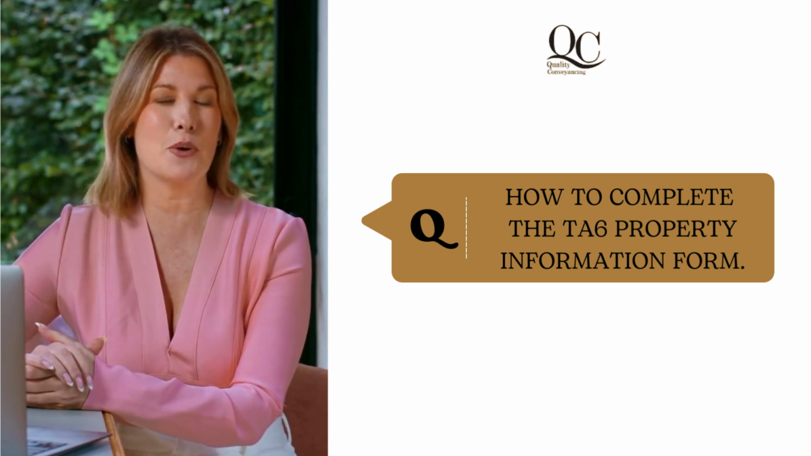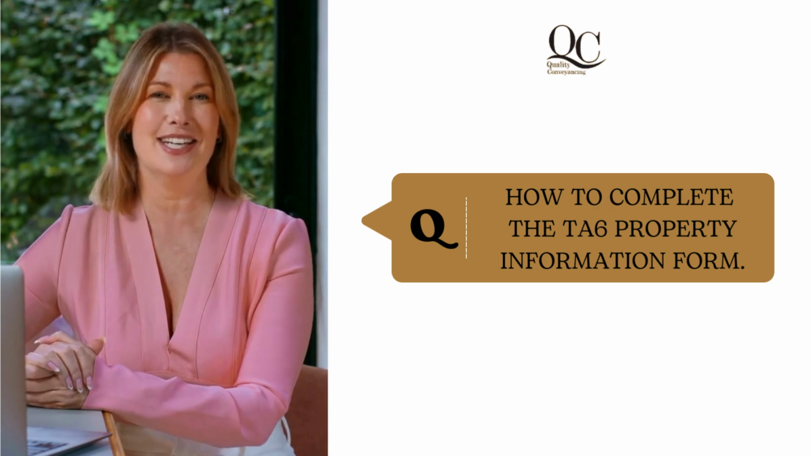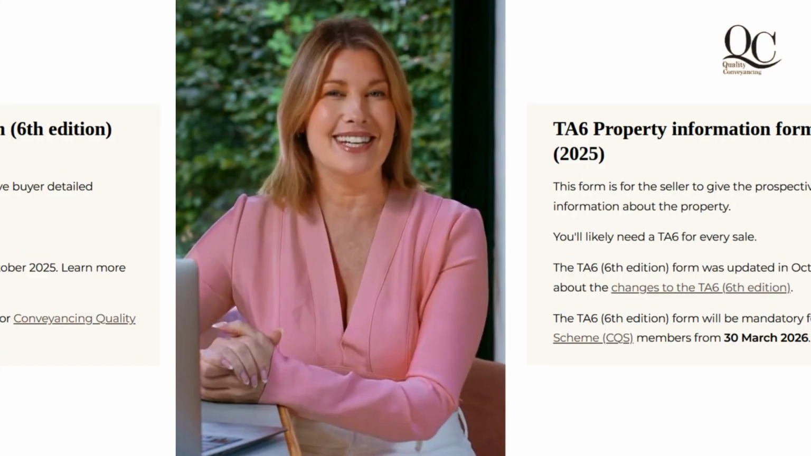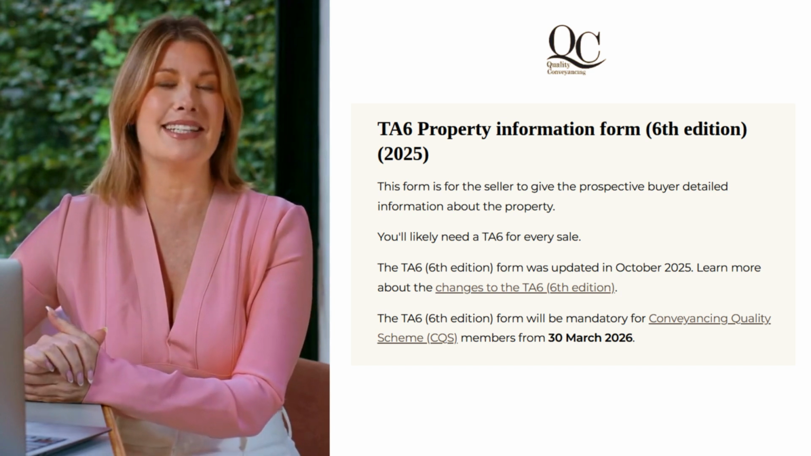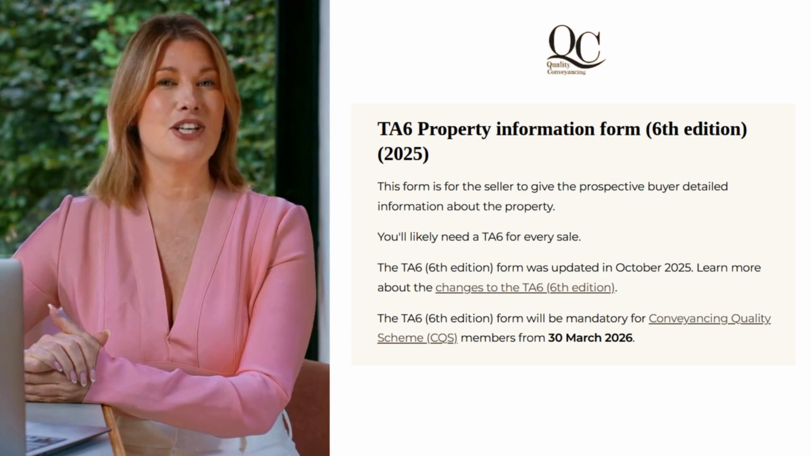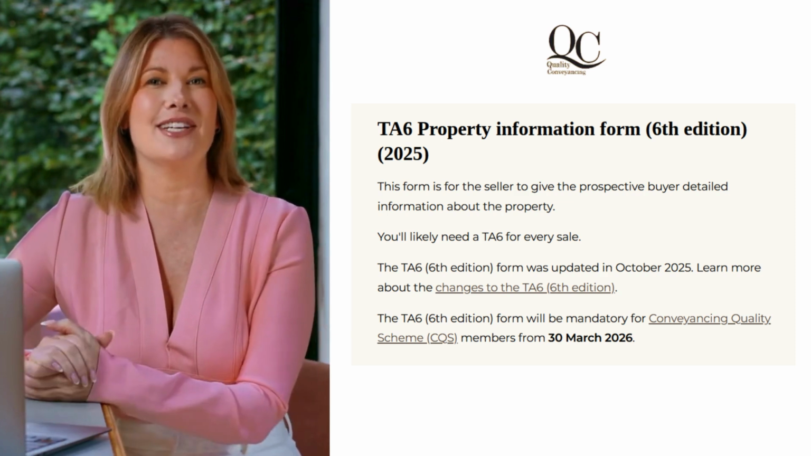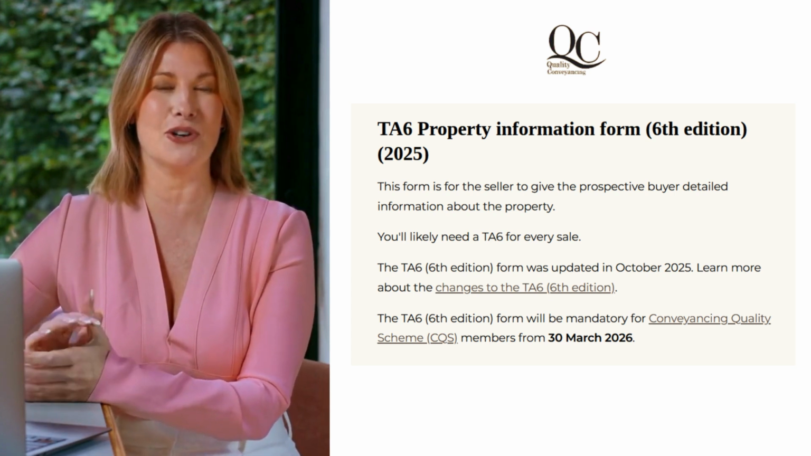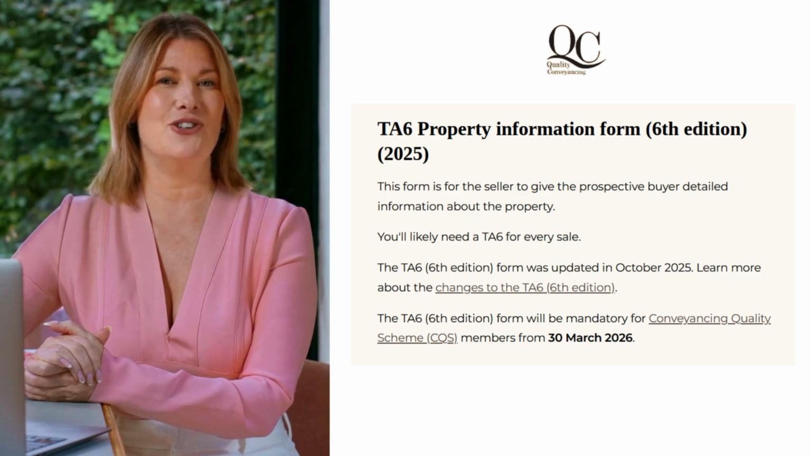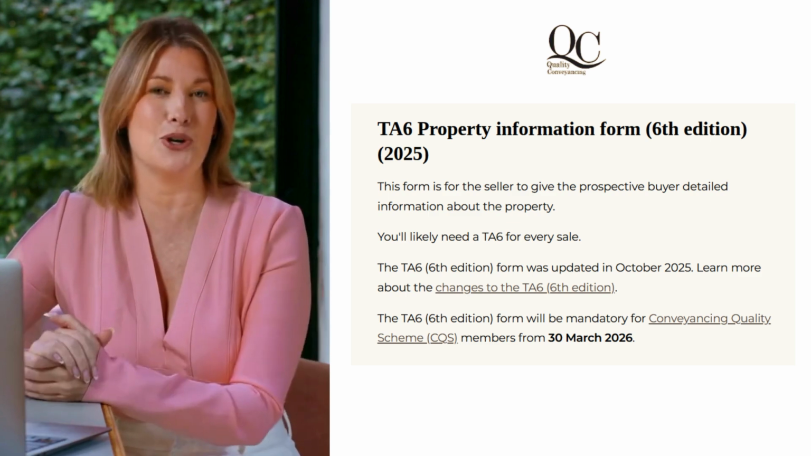In this video, we'll walk you through how to complete the TA6 Property Information Form. The TA6 is a detailed property information form completed by sellers to give buyers important information about the property, from boundaries and services to environmental risks and occupiers. You're not expected to be an expert. You just need to answer honestly and based on what you know.